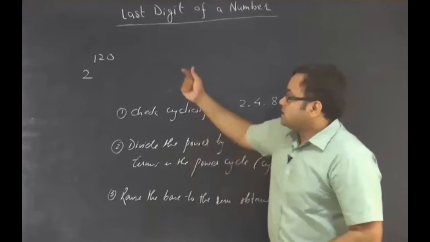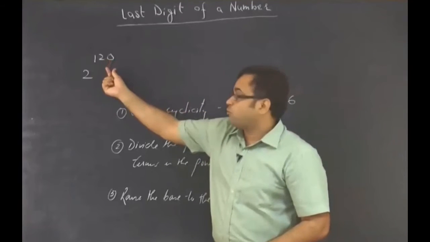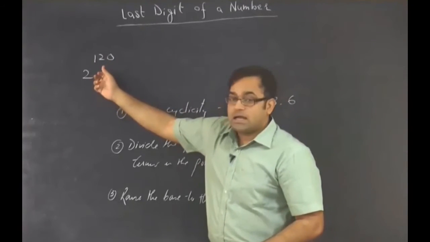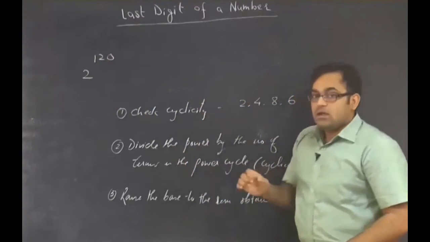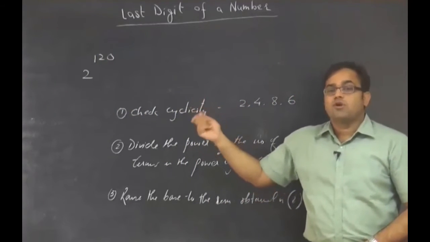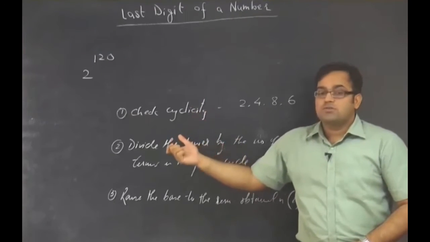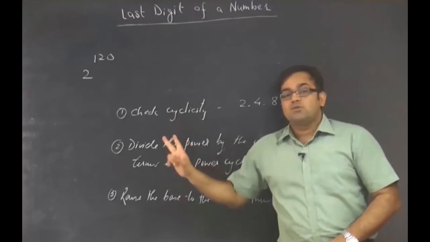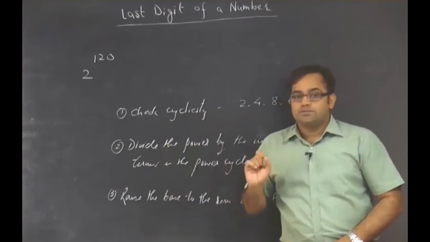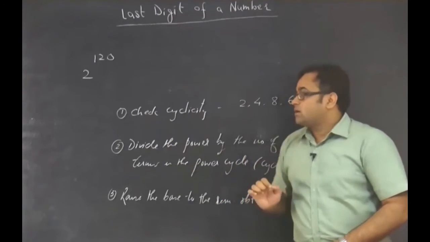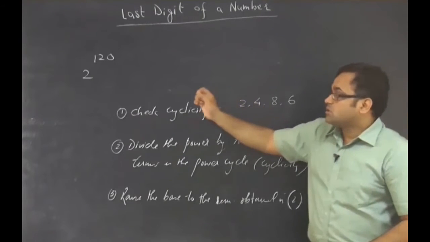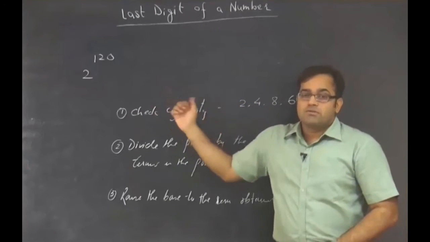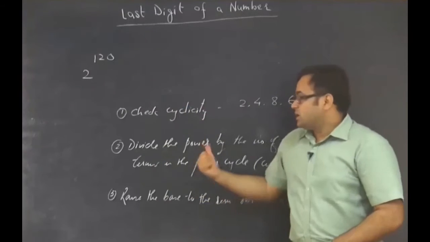So in this case 20 is divided by 4, remainder is 0, so I'll raise 2 to the power 4. This is something we need to bear in mind: 2 to the power 0 would not make sense. In case the power is of the form 4k, we need to raise it to the power 4 and not 0. That's the only minute thing we need to keep in mind. 20 divided by 4, the remainder is 0, so 2 to the power 4, which is 16. So the last digit would be 6.